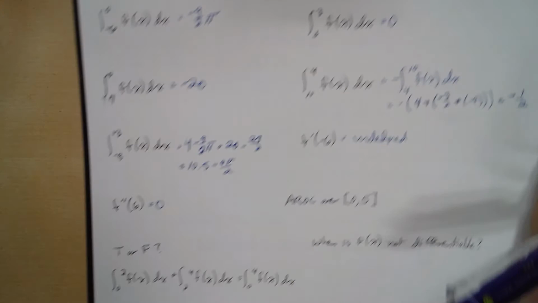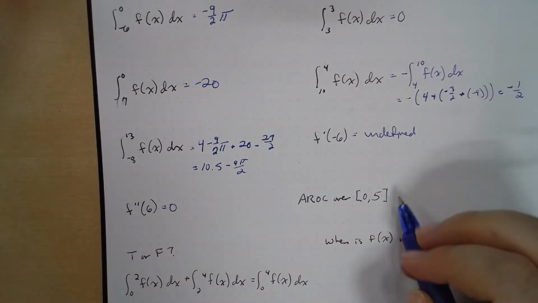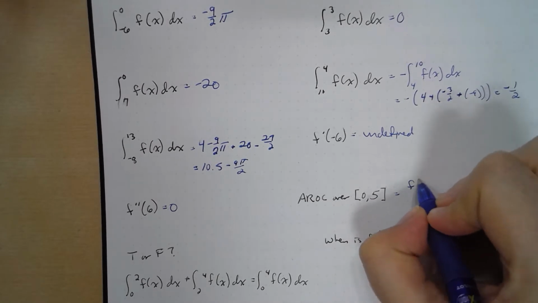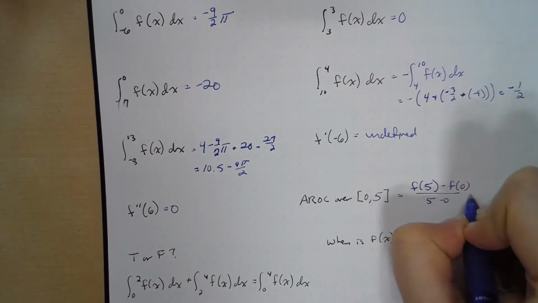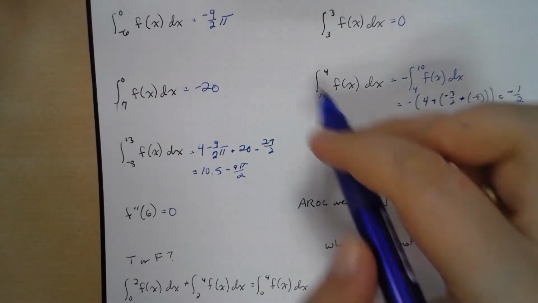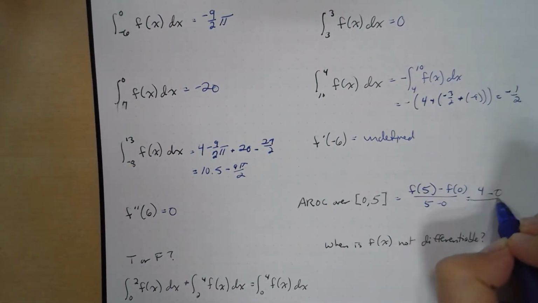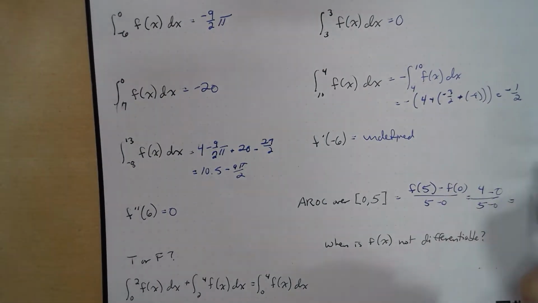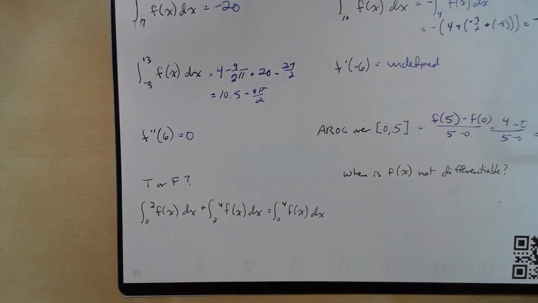Okay, what about our average rate of change? Oh, I don't think you could see that. But anyway, there you go. It was constant. The average rate of change from 0 to 5. Well, that's going to be f of 5 minus f of 0 over 5 minus 0. Well, f of 5 is equal to 4, right? F of 5 is equal to 4 minus 0 over 5 minus 0, which equals 4/5. Okay, a couple of more things, just a little bit before we dive into our properties here.